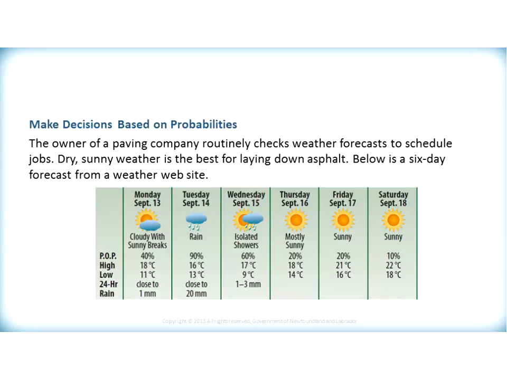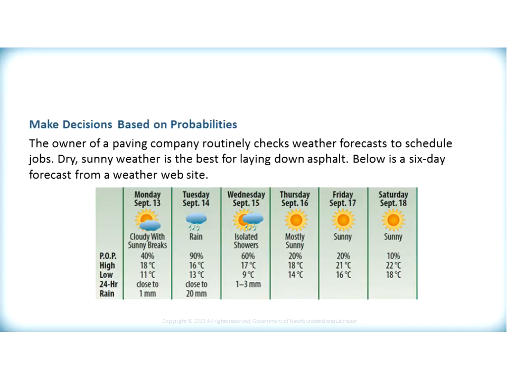You'll often see examples like this, where our weather patterns and how we run our day based on weather is often based on probabilities due to previous days that have similar types of incoming weather conditions. So the owner of a paving company routinely checks weather forecasts to schedule jobs. Dry, sunny weather is the best for laying down asphalt. Below we have a 6-day forecast from a weather website.